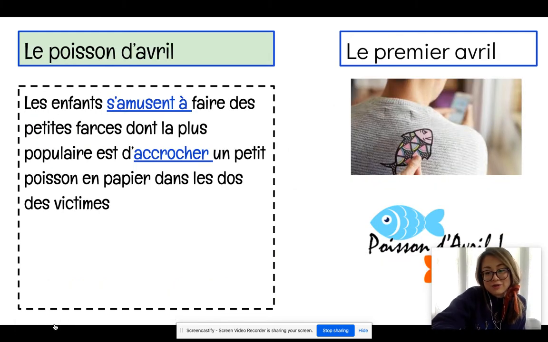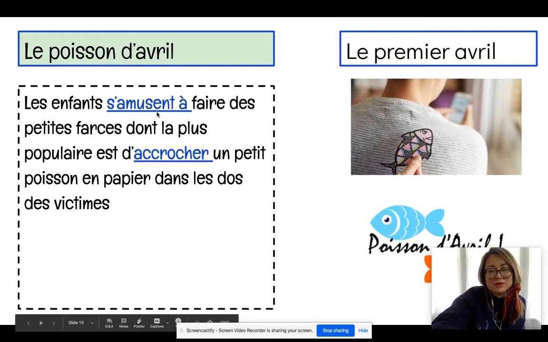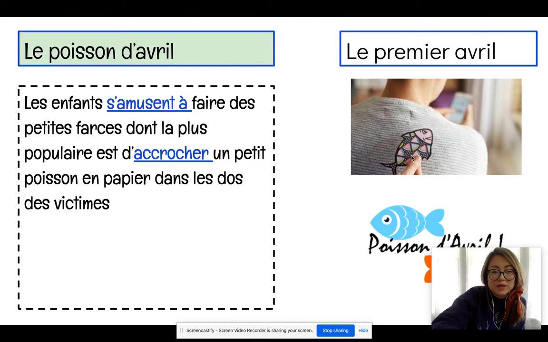Le poisson d'avril, on vient de fêter le poisson d'avril. Les enfants s'amusent à faire des petites farces, dont la plus populaire est d'accrocher un petit poisson en papier dans le dos des victimes. So we talked about this a little bit. Les enfants s'amusent. Un autre verbe réfléchi. They amuse themselves. They have fun. We've seen this word before in farce, so it's like a prank. So the titular prank of Poisson d'Avril is to make these paper fish and then to stealthily put them on other people's backs.